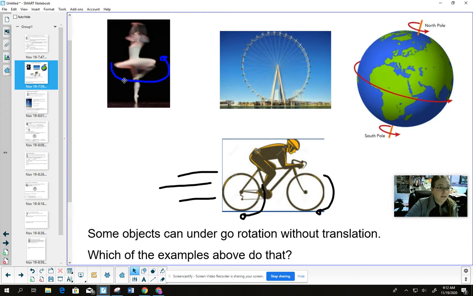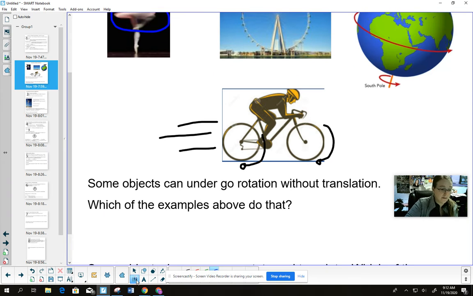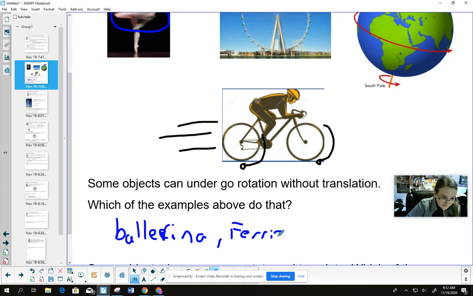Well, that would be the ballerina and the Ferris wheel. The Ferris wheel and the ballerina stay in place. The ballerina stays on point and just turns right there. So that's just rotation. And the Ferris wheel just rotates here. It doesn't go rolling off. That would be terrifying. It's one of my fears about Ferris wheels.